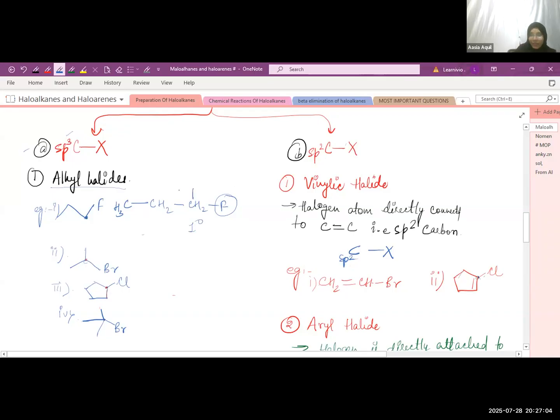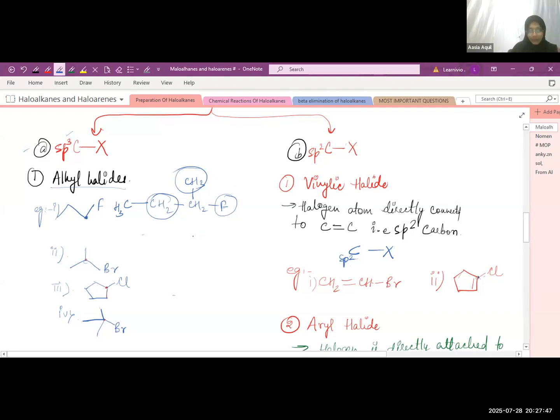Suppose if I add a branching here, just like CH3. Now I will ask you which halide is this: secondary or tertiary? So you will tell me that it's a secondary halide. How is it secondary? You check this fluorine is attached to this carbon, and this carbon is attached to how many groups? The first group and the second group, two groups, right? So this carbon is attached to two groups, so it's a secondary halide.